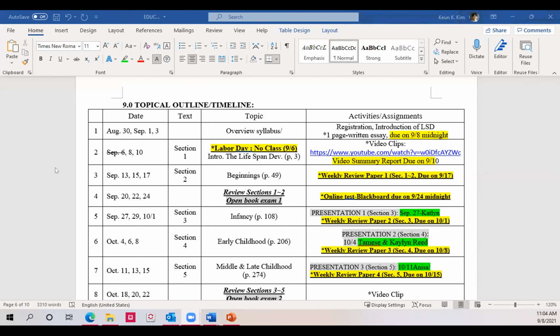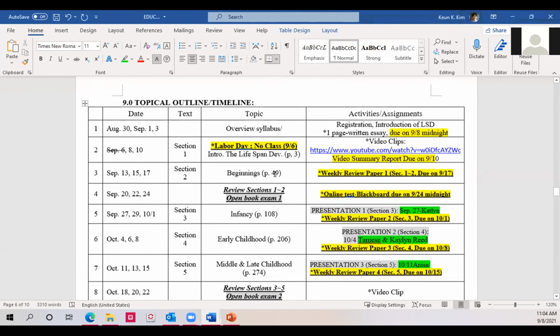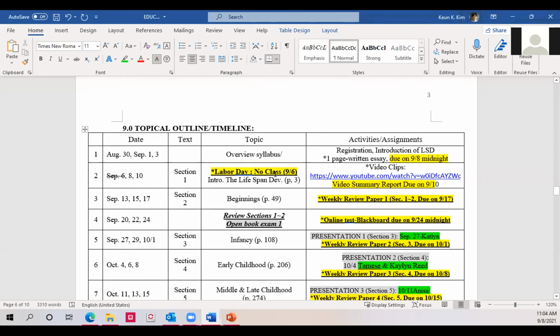You will see the schedule of the course syllabus. Can you see the course syllabus? Today, I have an overview of lifespan, section 1, and I will give you the video clip for the video summary report for this Friday. A one-page, written essay about your early childhood is due tonight, at the end of the day.